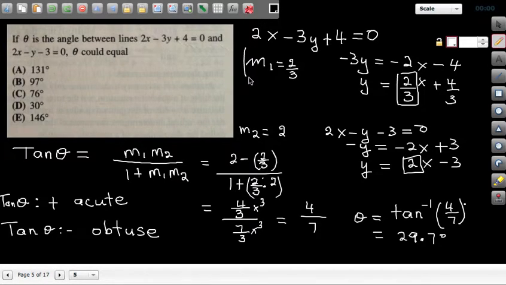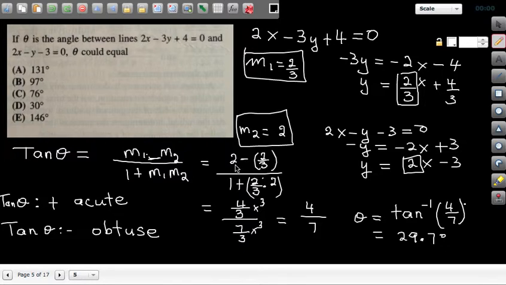So you've extracted two pieces of information that will be fed into the equation that you unfortunately have to memorize. Tan theta is equal to m1 minus m2 over 1 plus the product of the two slopes. So plugging in your slopes here, and remember, if it's positive, it's acute. If it's negative, it's obtuse. And it doesn't tell us whether it's acute or obtuse, so hopefully, they will only have one answer choice to pick from.